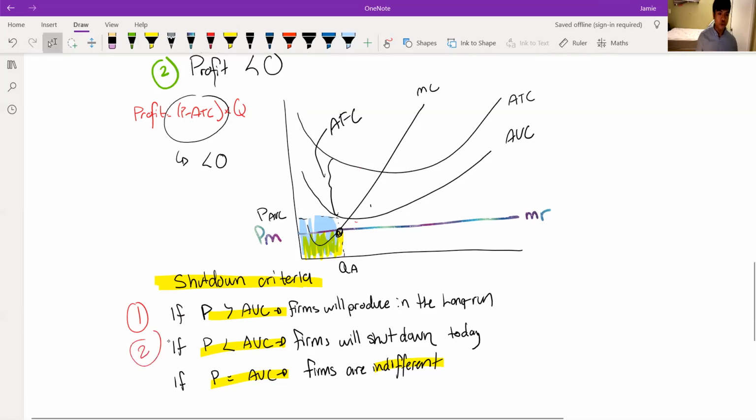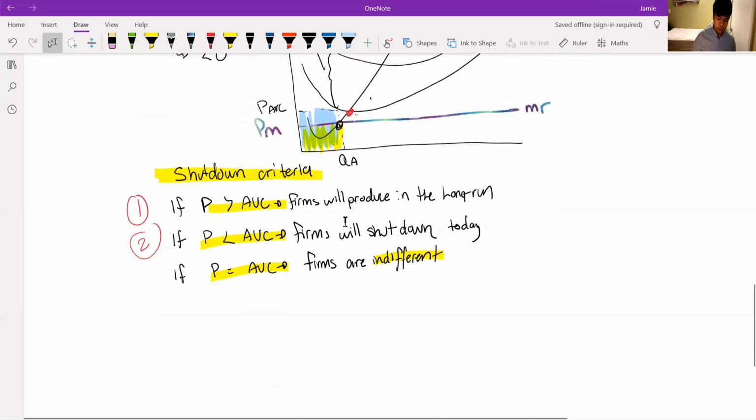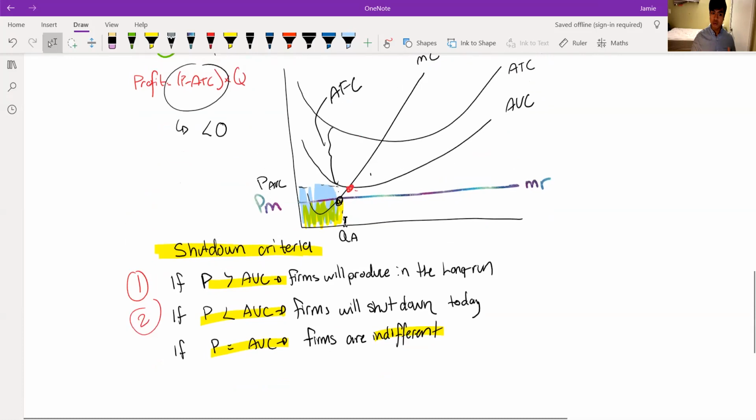Again, if you want me to create another video on this, I will happily do that. Scenario 3 simply says if we are here at the minimum average variable cost, so when marginal cost intersects the minimum, we are just indifferent. It doesn't matter if we shut down now or shut down a month from now, the costs are going to be the same. Okay, that is pretty much it for the shutdown rule.